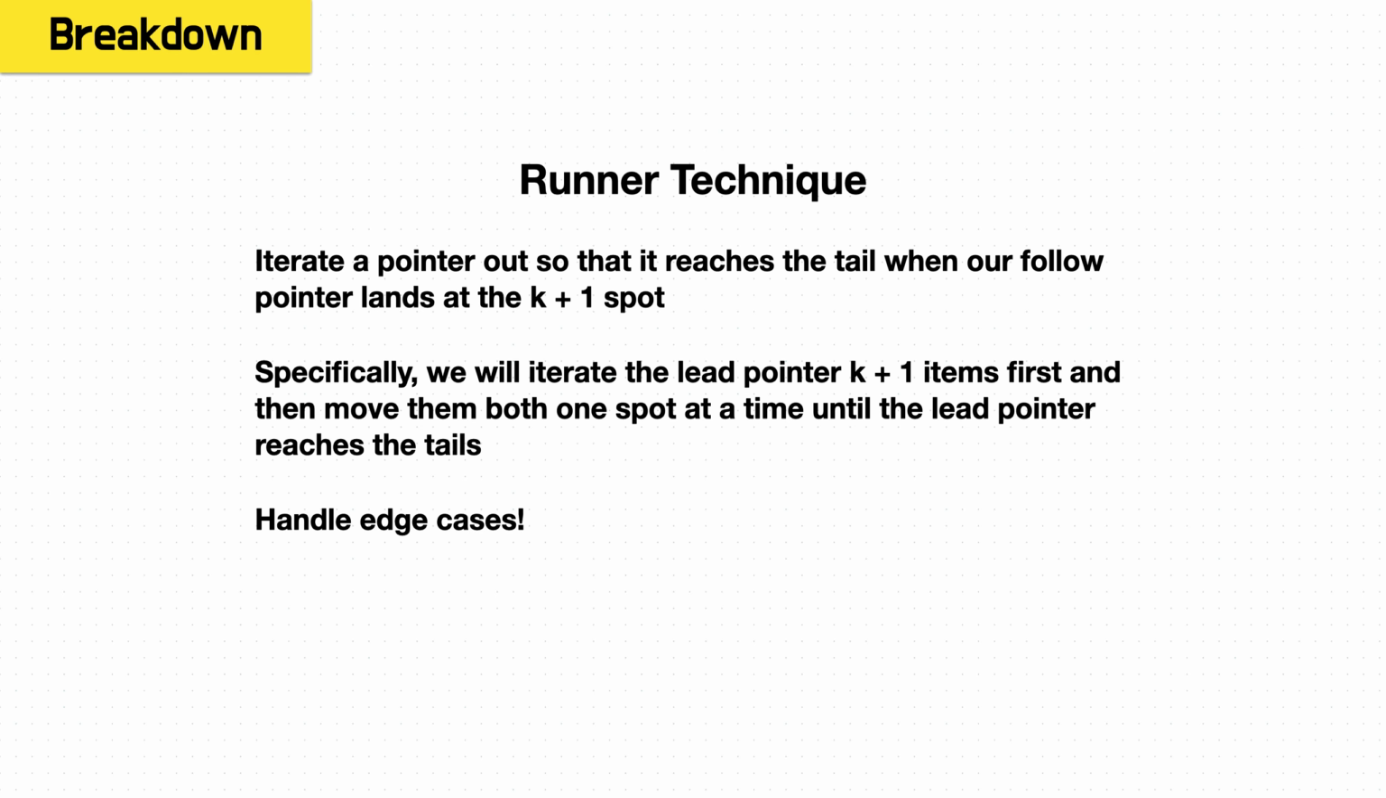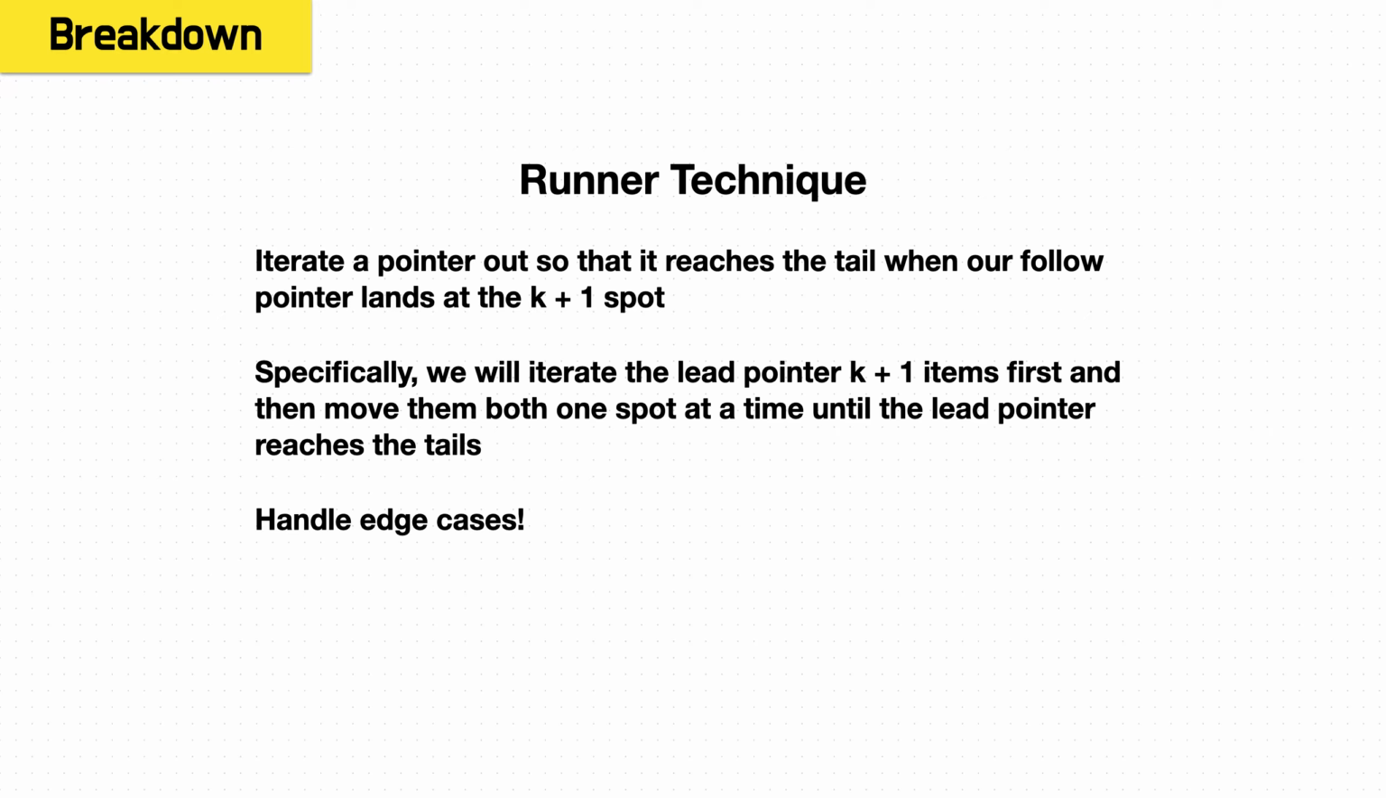There are a few ways to implement the runner technique. In our case, we're just going to start a lead pointer k plus 1 spots into the linked list. Then, once we reach this point, we'll start our follow pointer and iterate both of them forward at the same time until our lead pointer reaches the tail. Once the lead pointer is on the tail, our follow pointer should be k plus 1 spots behind the item we want to delete.